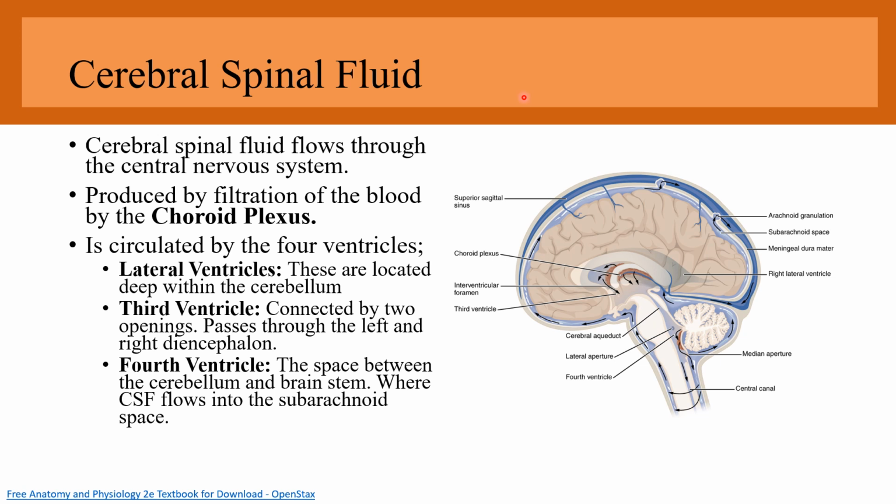So, on our last slide, we're going to be talking about cerebrospinal fluid. Now, cerebrospinal fluid flows through the central nervous system, and is produced by filtration of the blood by the choroid plexus. Now, the choroid plexus can be found right around here.